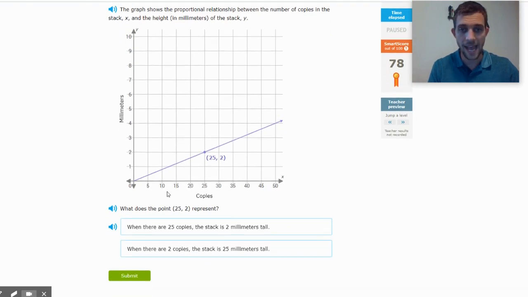So we've got our x-axis is copies, and if we go over, that's 25 copies, and our y-axis is millimeters. So 2 millimeters and 25 copies. So what this means is the printer's coming out of the copier, and when we get 25 copies, it's 2 millimeters tall. So there are 25 copies, and the stack is 2 millimeters tall.